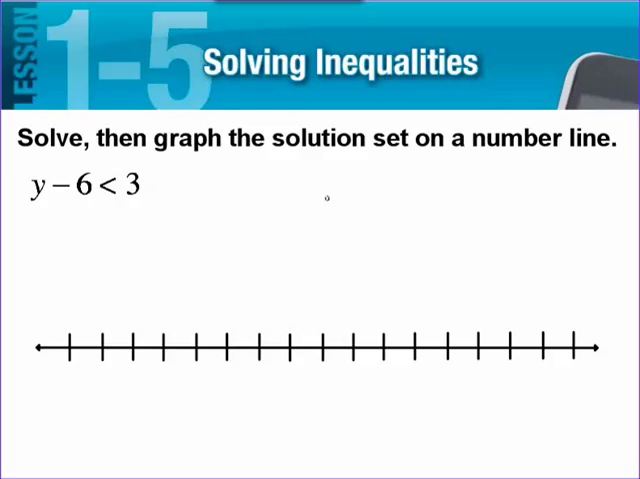Okay, so today we're going to talk about solving inequalities. Solving inequalities is going to be our lesson for today. This should be review. We've done this before. And so if you look, it says solve, then graph the solution set on a number line. So what do I do first? Solve it, yeah? Okay, so tell me, how do I solve that inequality?